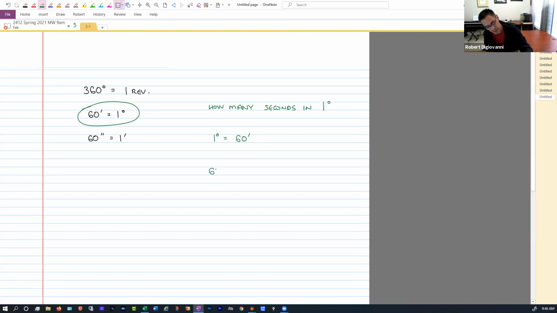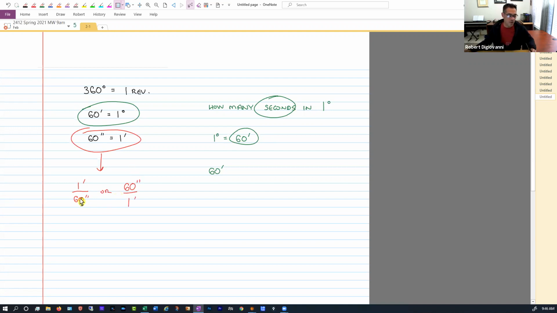So I would write 60, here's where we are, 60 minutes is where we are. And we're trying to get this to seconds. So we look at where we have a relationship between seconds and minutes, and that's here. This right here, we can use in 2 different ways. We can either write this as 1 minute over 60 seconds, or you can write it as 60 seconds over 1 minute. Okay, these are called conversion factors.